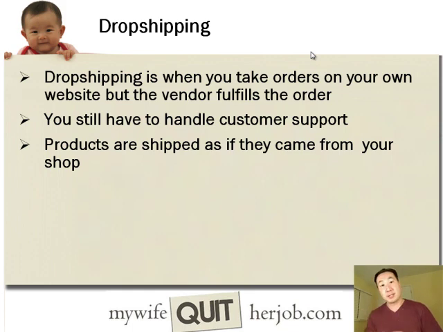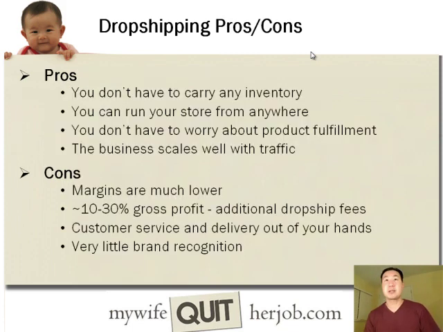So the first business model is called dropshipping. Dropshipping is when you take orders on your own site, but then someone else goes ahead and fulfills your order. Some of the advantages are you don't have to carry any inventory, but you still have to handle customer support, and the products are shipped from the vendor as if they came from your own shop. So what are some of the pros and cons of dropshipping?